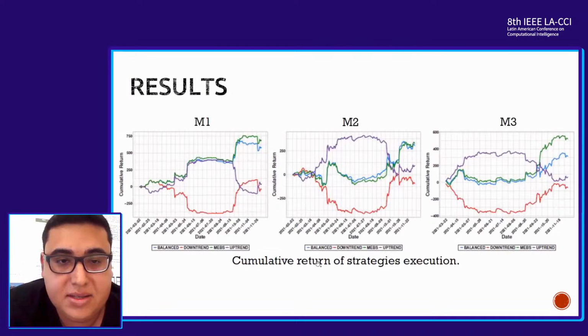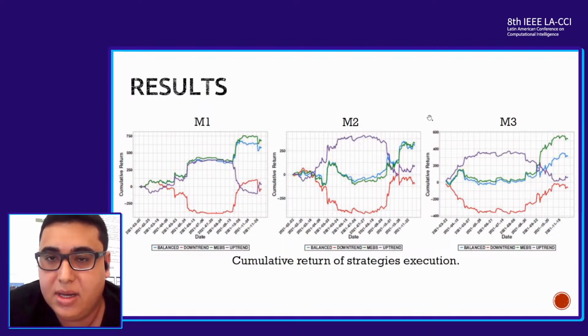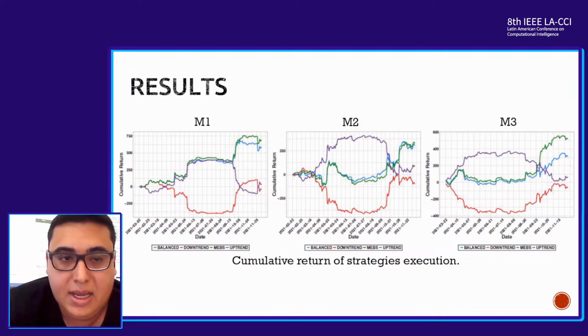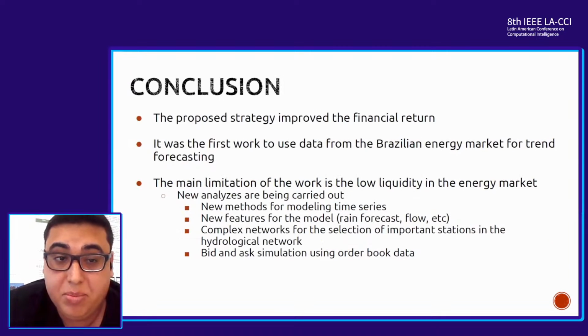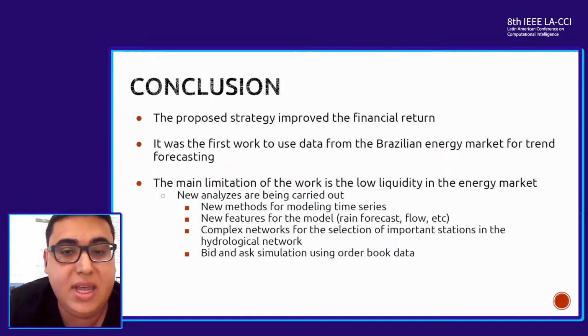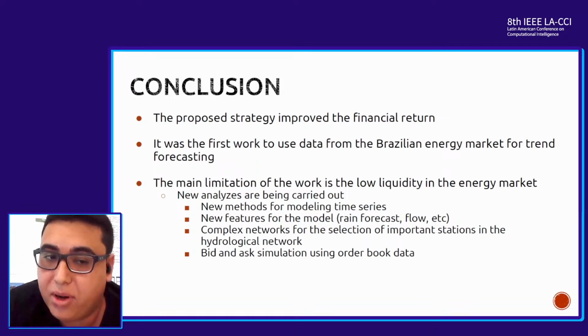I'm just presenting some financial returns related to the downtrend and the uptrend baseline algorithms that we created, the balanced output that is produced from the machine learning model, and also the mix of experts related to three maturities for which we ran experiments. The proposed strategy improved the financial return. This is the first work that uses data from the Brazilian energy market for trend forecast.